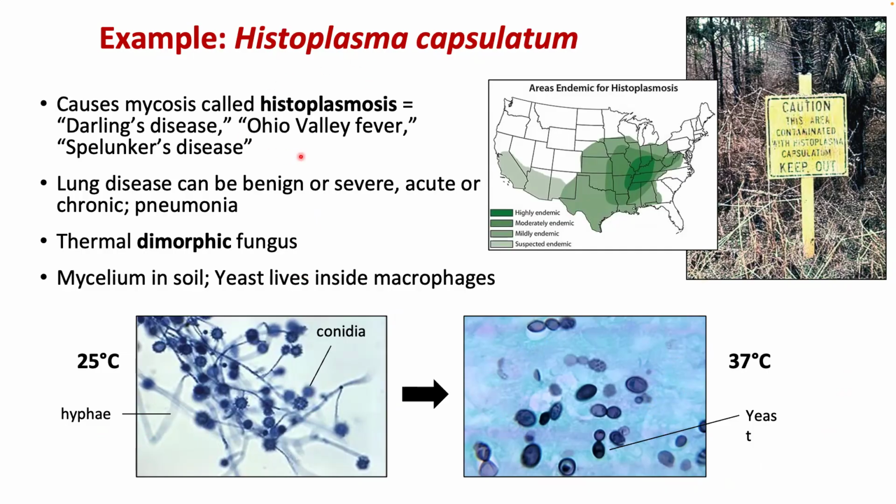This fungus causes mycosis, basically histoplasmosis, which results in the disease we know as Darling's disease. This is a lung disease, which can be severe and chronic, sometimes resulting in pneumonia. This fungus is more present in the soil. The mycelium is more present in the soil, and the yeast lives inside macrophages when you get infected.